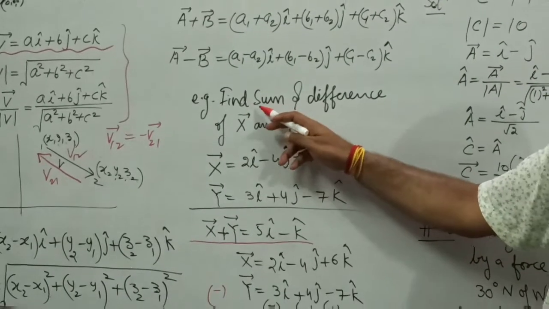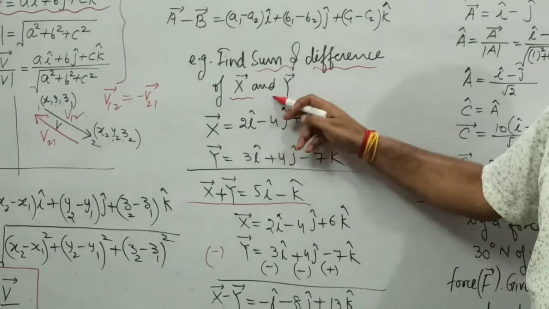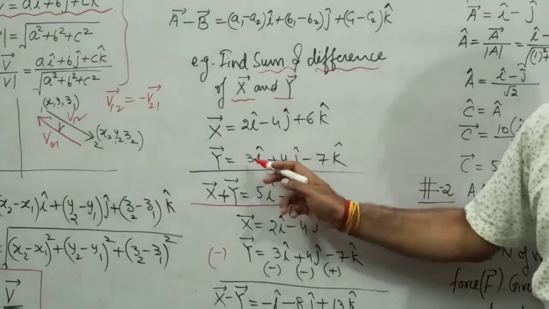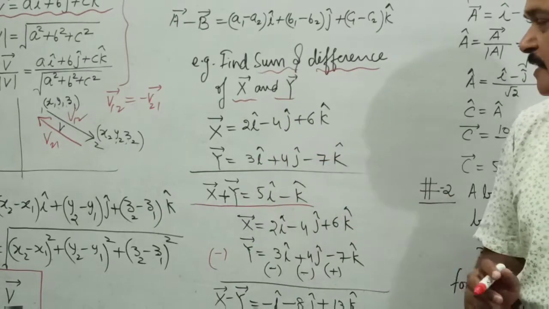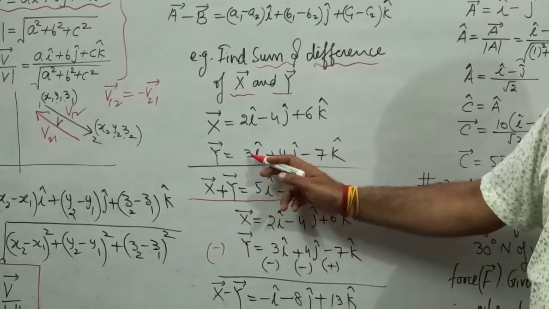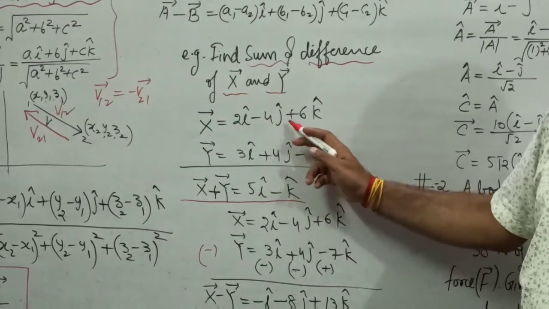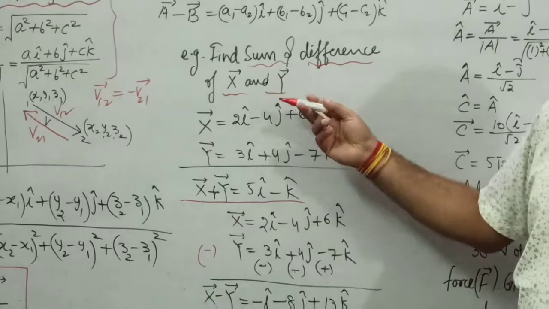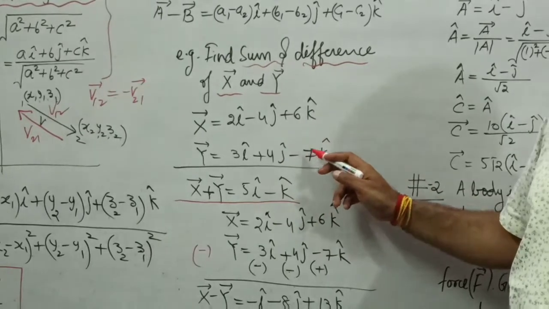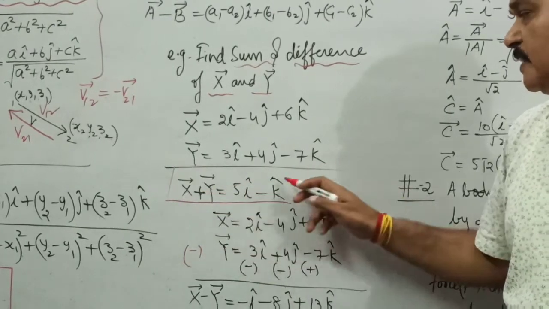Find the sum and difference of vector x and vector y, where x vector is 2i minus 4j plus 6k and y vector is 3i plus 4j minus 7k. When we add x with y, what do we get? 2 plus 3 is equal to 5i, minus 4j plus 4j, they cancel out, we get 0j, so that's not here. 6 minus 7 k, that is minus k. This is the sum of two vectors x and y.